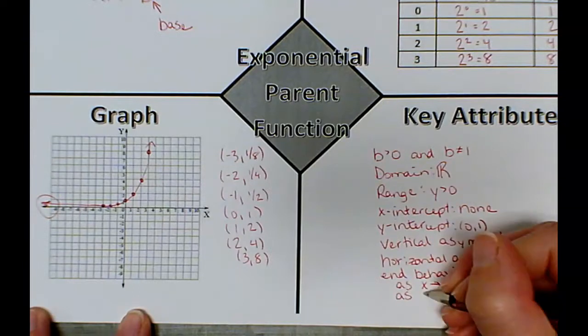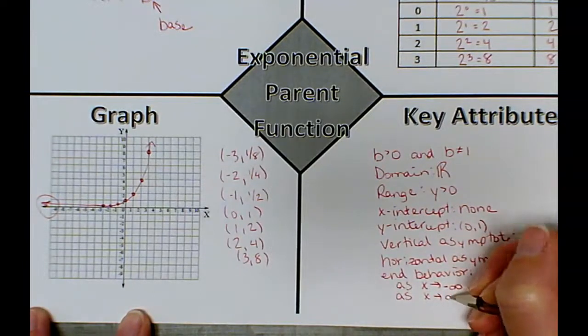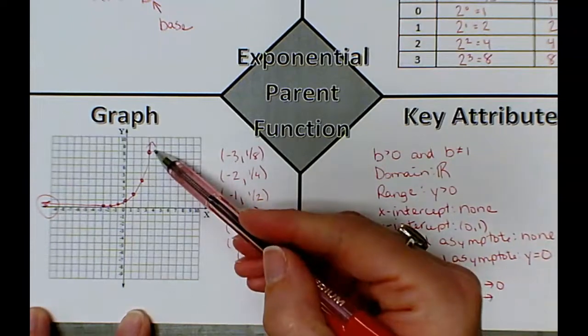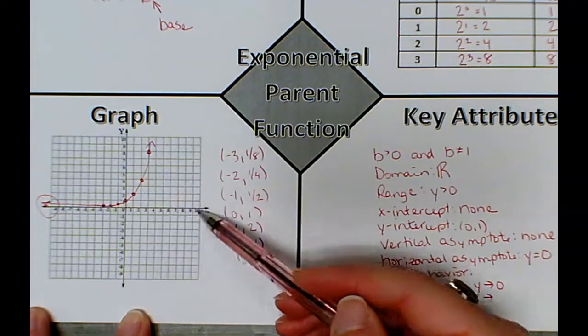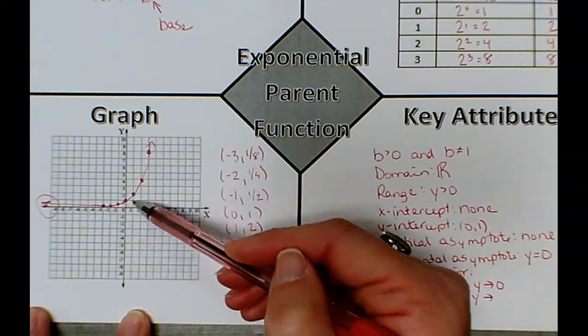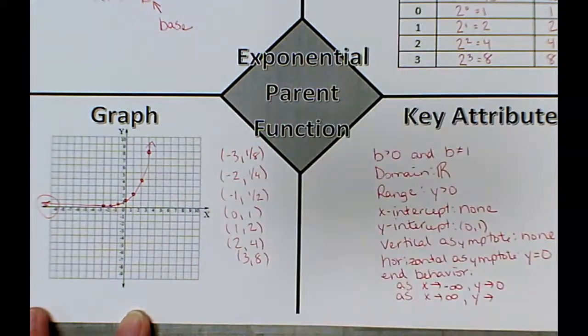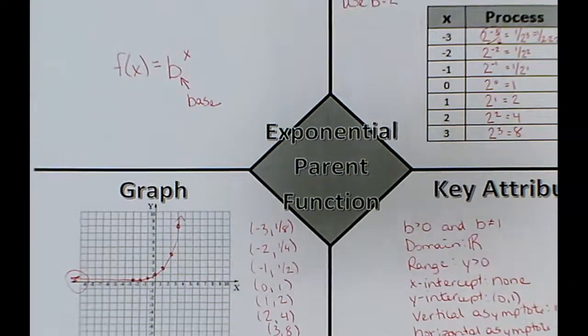And the other direction, as x goes to positive infinity, y goes to what? Well, that would be this direction. So as x goes this way, the graph is going up and up and up, and it's never stopping, so it's going to infinity.